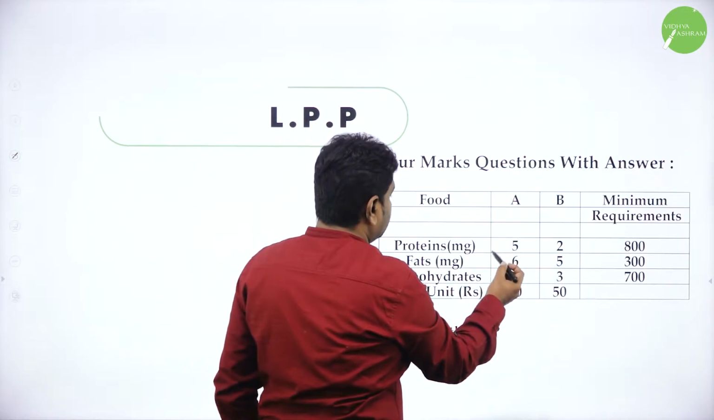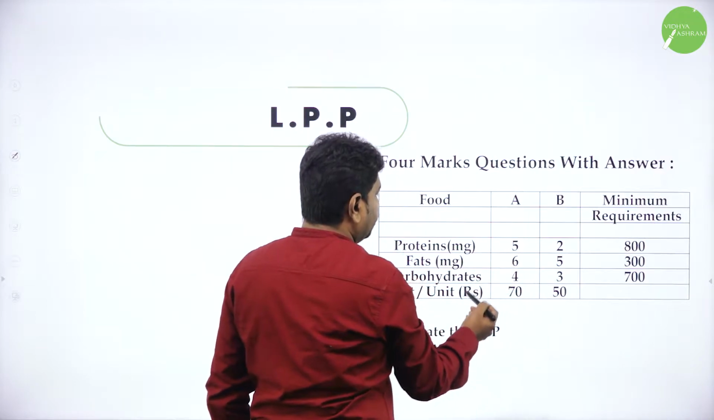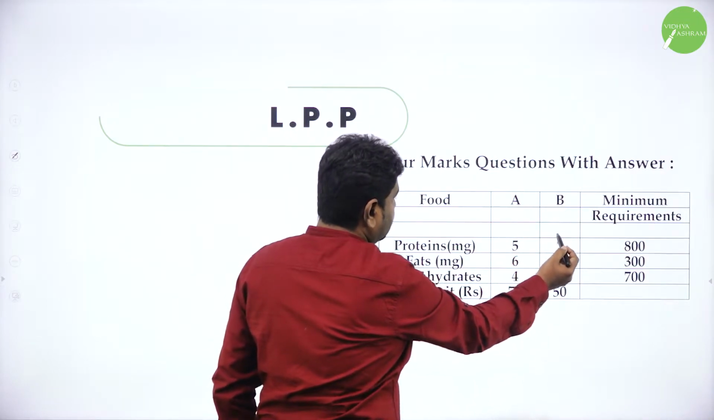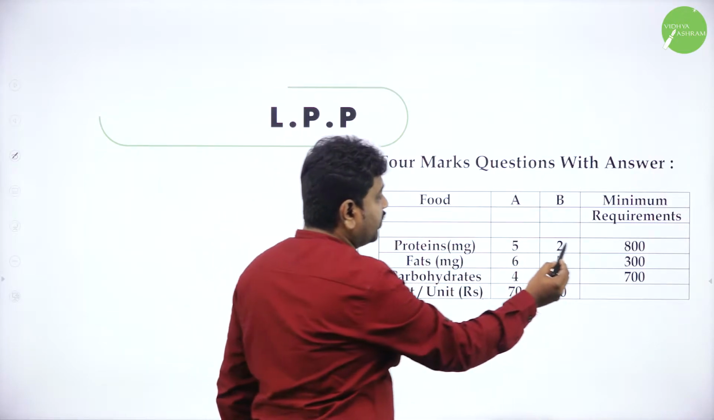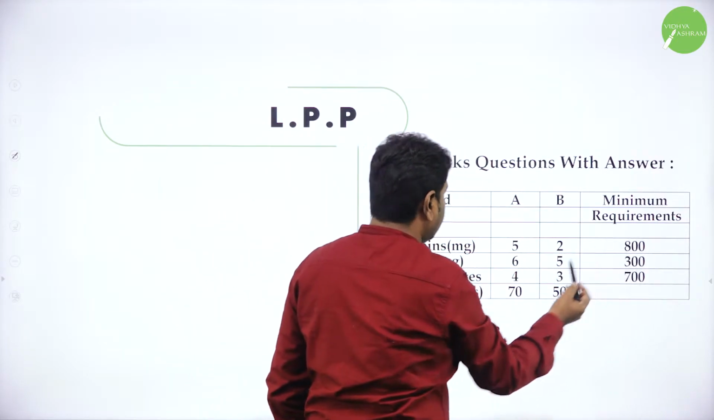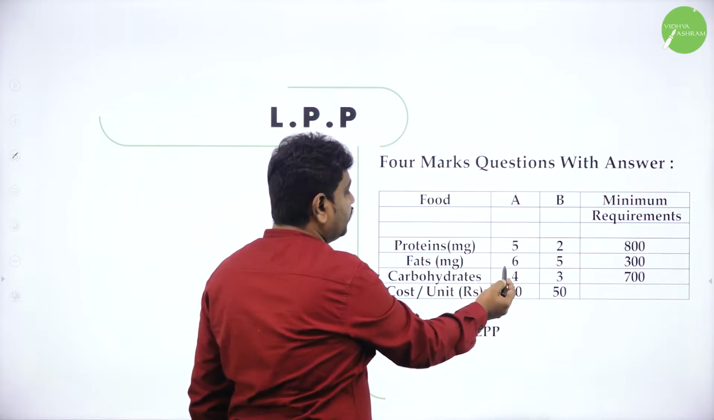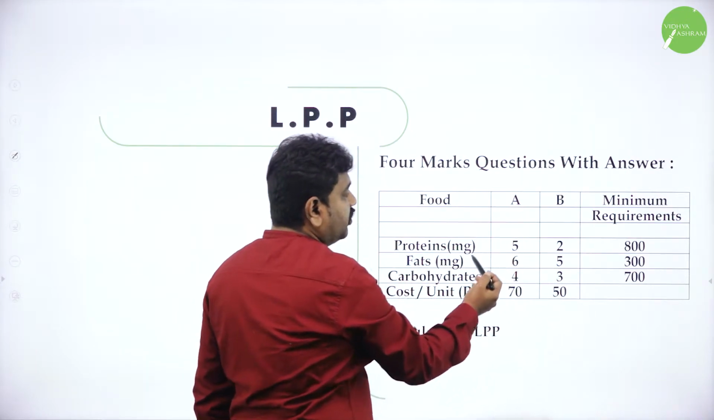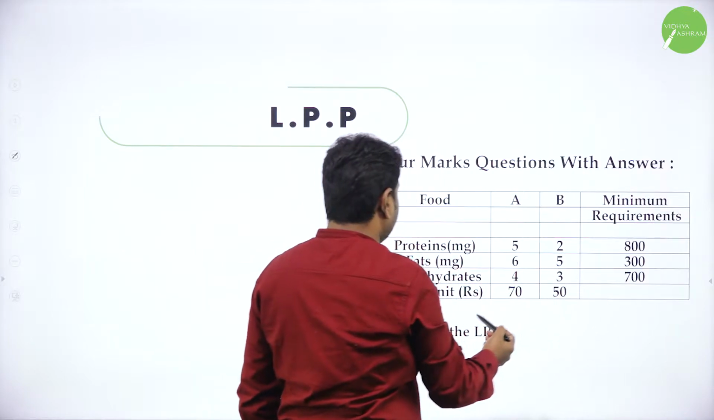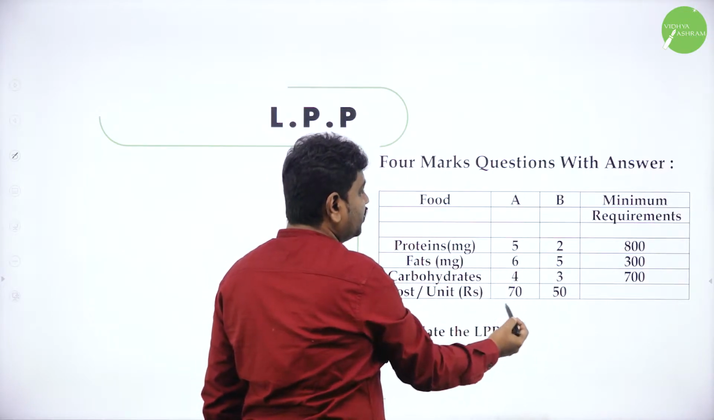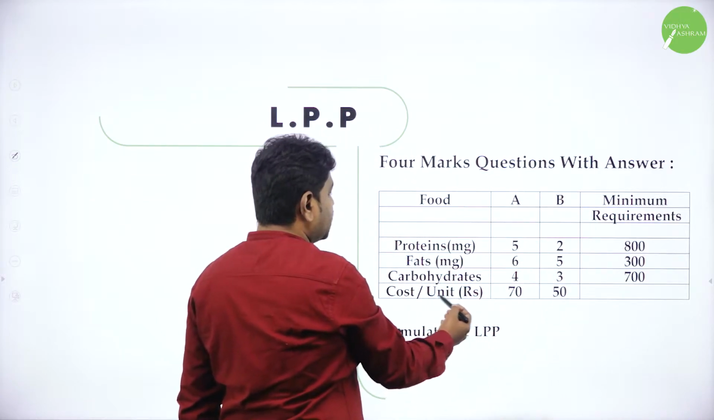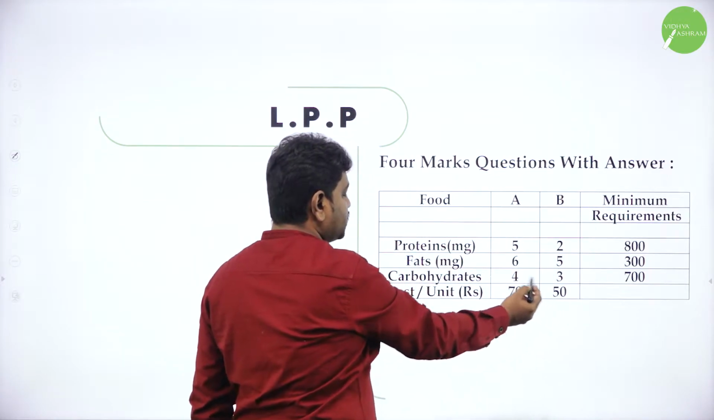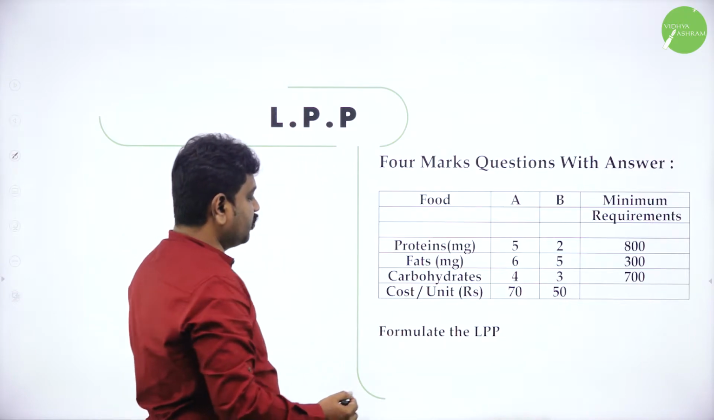Proteins in food A, 5 units, and in food B, proteins is 2 units, and minimum requirement of proteins is 800 units. Fats in food A 6 units, fats in food B 5 units, minimum requirement 300 units. Carbohydrates in food A 4 units, food B 3 units, minimum requirement 700 units. Cost of food A is 70 rupees, cost of food B is 50 rupees. They want to formulate what?